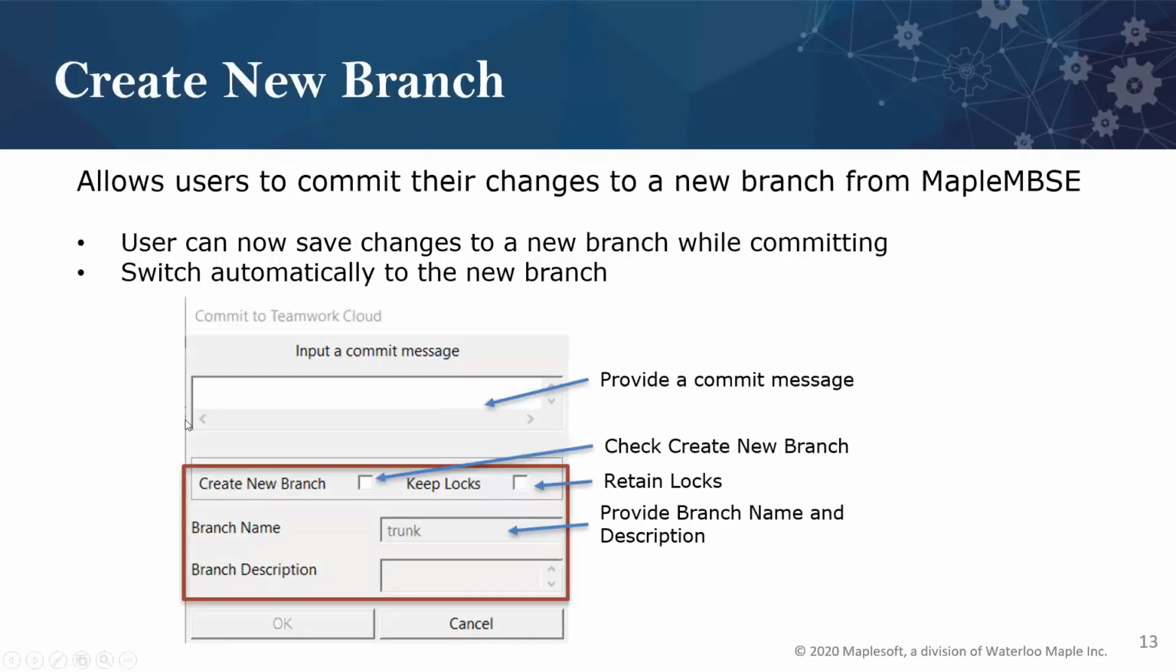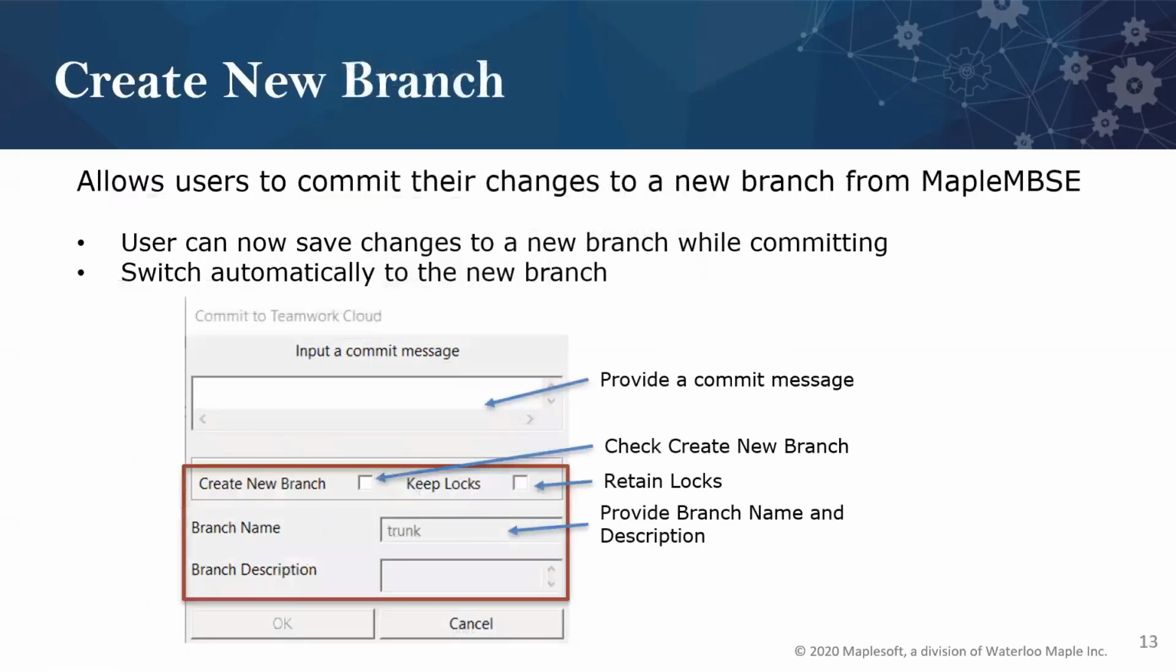So for creating a new branch, if you have the right permission from the server, you have to be assigned as a resource creator by the Teamwork Cloud server. And this part is very specific to Teamwork Cloud server. During the commit, you'll see an option to create a new branch. You have to check this option, and enter a branch name and description to create a new branch.